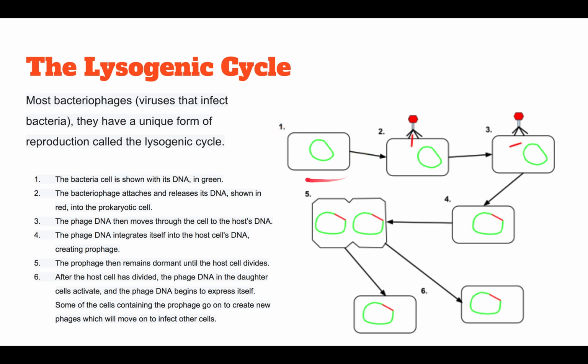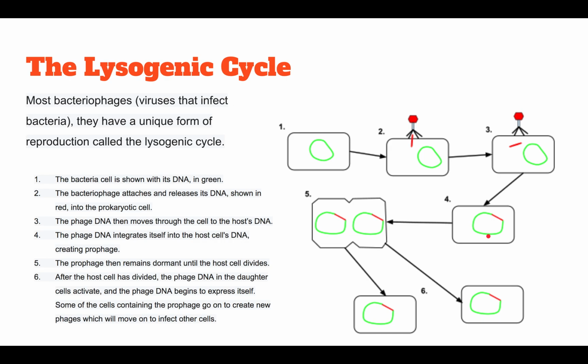This is just a plain old bacteria. Its DNA is green and it's not yet infected. Next, in stage 2, the bacteriophage attaches and injects its DNA inside. And the red mark here is representing the virus's DNA. Then the DNA goes into the nucleus and becomes part of the bacteria DNA. It is now sneaking in.